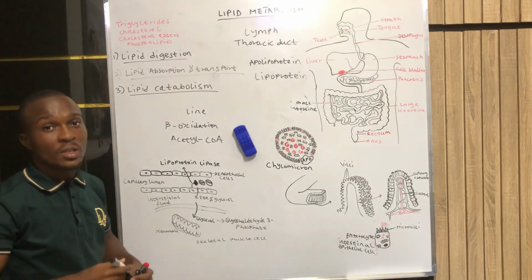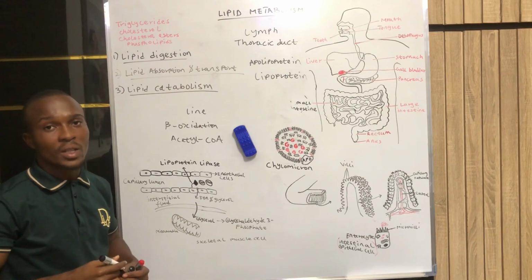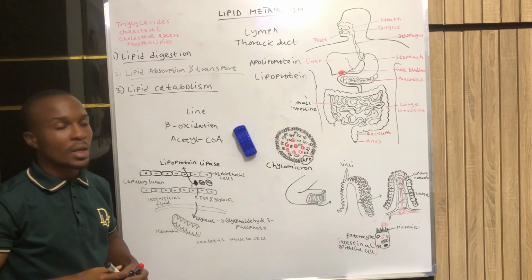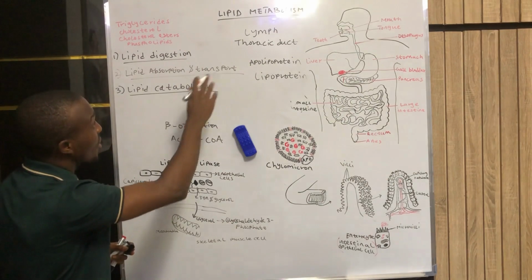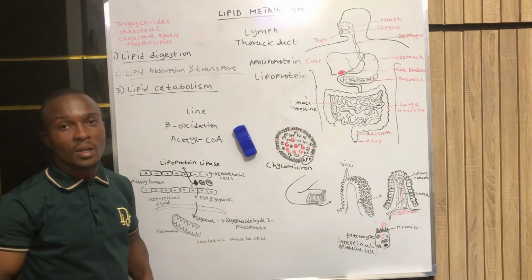You can also watch videos on beta oxidation of lipids to have a clear understanding of beta oxidation. So this is all about lipid metabolism of dietary lipids.